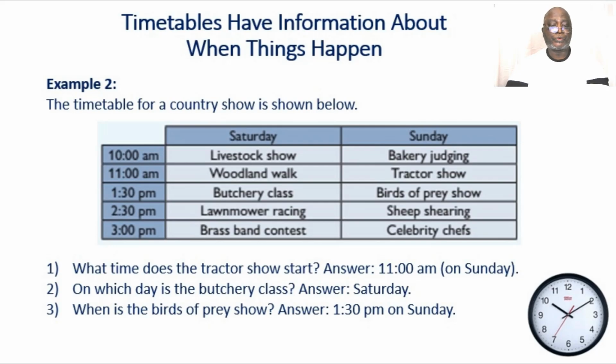Look at the 3 notes. What time does the tractor show start? You need to find that information. The answer is 11 a.m. and it's on a Sunday. On which day is the butchery class? The answer is Saturday. And then, when is the bird of prey show? The answer is at 1:30 p.m. on a Sunday. That will be the 3rd show on a Sunday, which happens at 1:30.